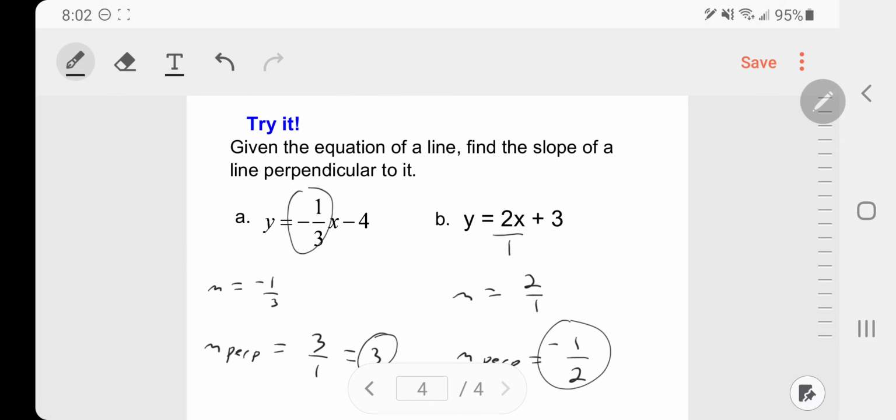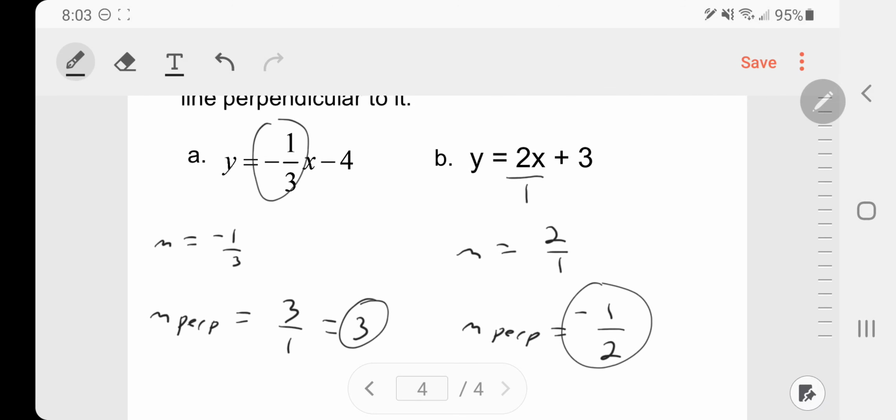Okay, so again, parallel means they have the same slope and a different y-intercept. Perpendicular, they can actually have the same y-intercept to be perpendicular, but they must have their slopes be opposite reciprocals of one another. So again, you're flipping it and changing the sign to make it a perpendicular slope.